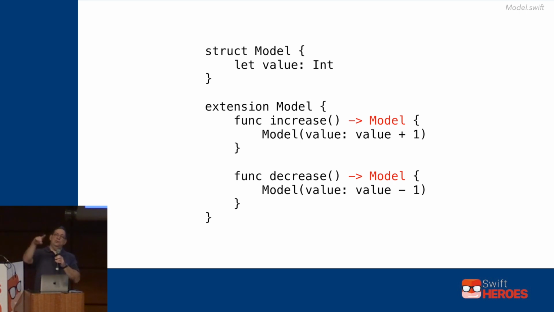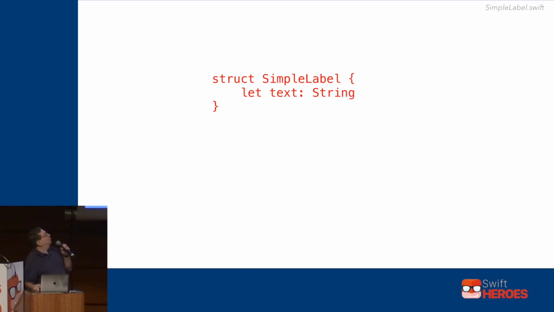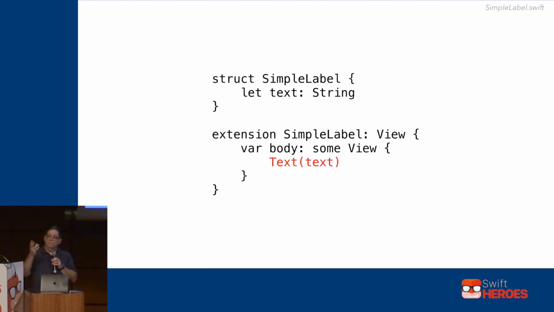Our view consisted of a label and 2 buttons. So what does our label look like? Our label looks like this. Our label is just something that says, what do you want me to display? Give me the string you want me to display. And so here's what the body looks like that actually does the displaying. It's just a text that shows that.